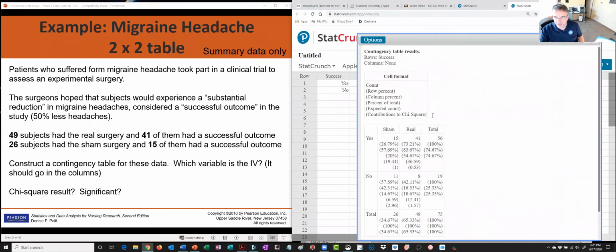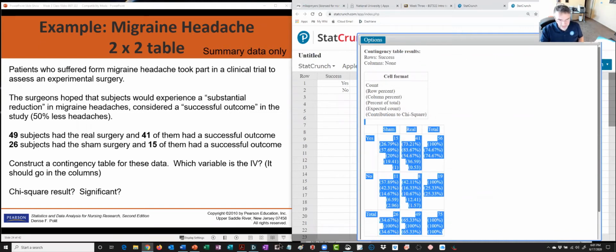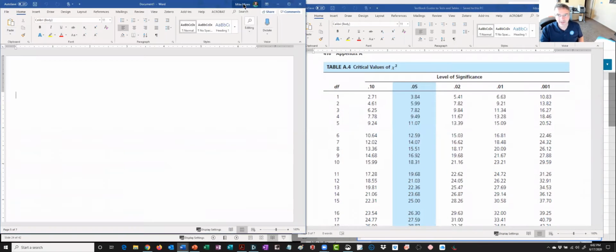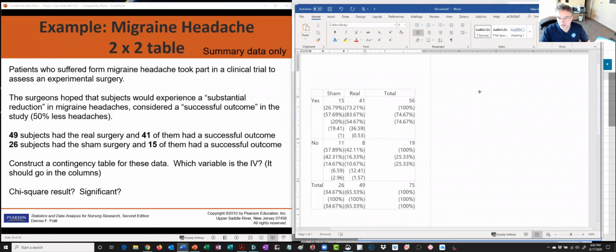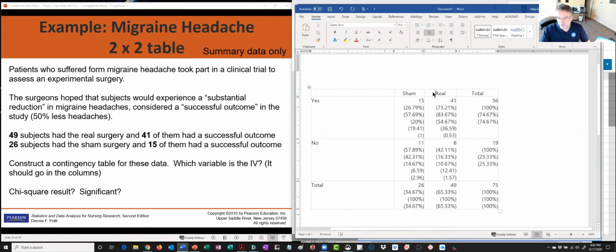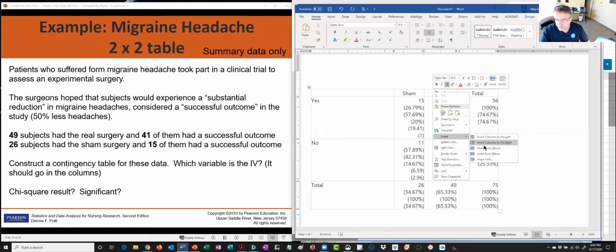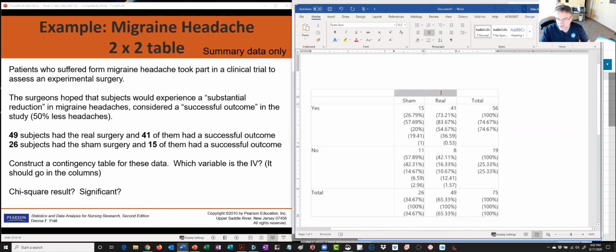So again, I would take this and put this into Word. Again, SPSS, remember, does this for us, but we've just got to do a little fixing here. Right, so I'm just going to right click on here and add some cells above, merge these two. So we can call this surgery intervention or type or group. This one's going to be outcome. We can call it successful outcome, reduction in migraines, whatever we want to call it. We just want to make sure we label it to make sure we've got it right.